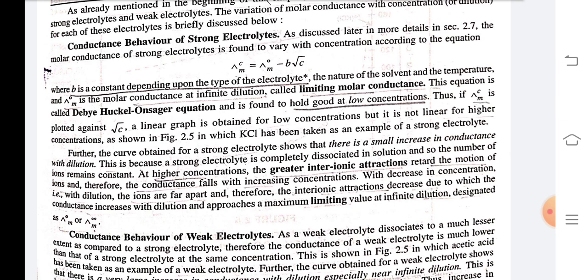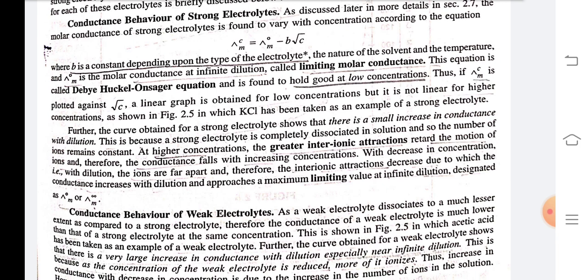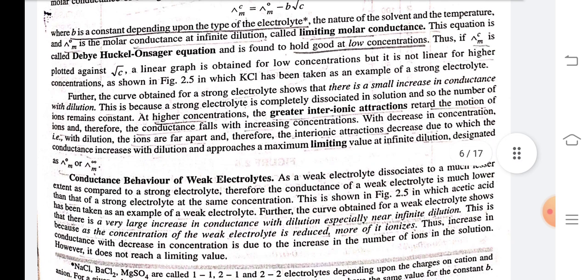Thus, if Λm is plotted against √C, a linear graph is obtained for low concentration, but it is not linear for higher concentration, as shown in figure 2.5, in which KCl has been taken as an example of a strong electrolyte. Further, the curve obtained for a strong electrolyte shows that there is a small increase in conductance with dilution. This is because a strong electrolyte is completely dissociated in solution, and so the number of ions remains constant. At higher concentration, the greater interionic attractions retard the motion of ions, and therefore the conductance falls with increasing concentration.